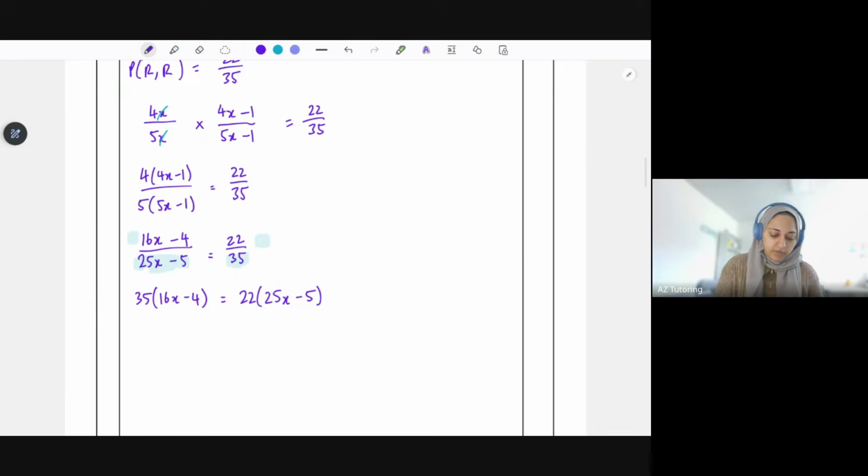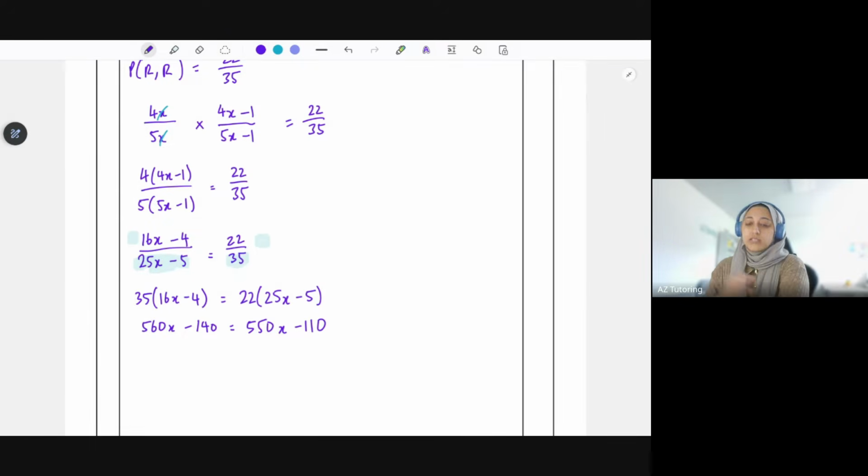Expanding this, 35 times 16x gives me 560x, minus 4 times 35 gives me minus 140. We've got 22 times 25, 550x. And then minus 5 times 22 gives us minus 110.